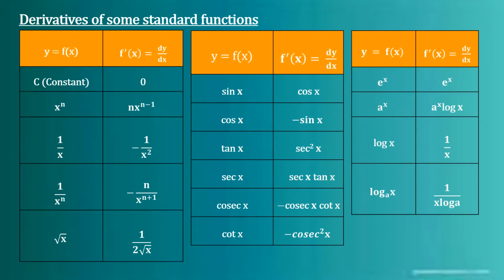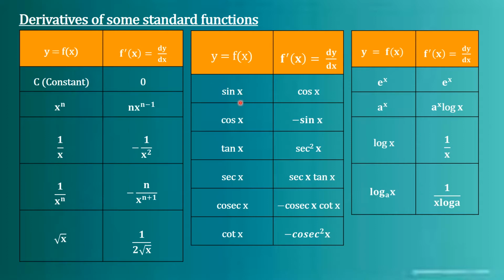Let us recall the derivatives of some standard functions that we have learned in 11th standard. Functions are given in the first column and the corresponding derivatives in the second column. Derivative of a constant is 0. Derivative of x raised to n is n into x raised to n minus 1. Derivative of 1 by x is minus 1 by x square. Derivative of 1 by x raised to n is minus n by x raised to n plus 1. Derivative of root x is 1 by 2 root x.